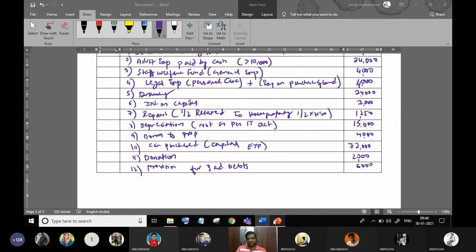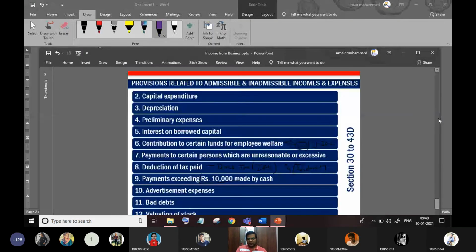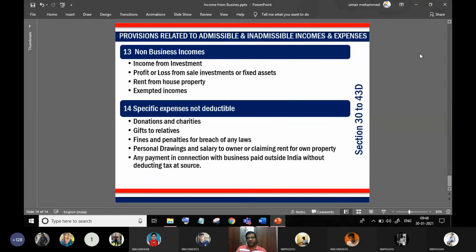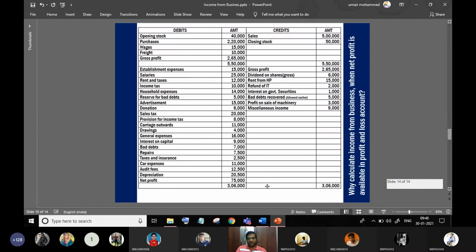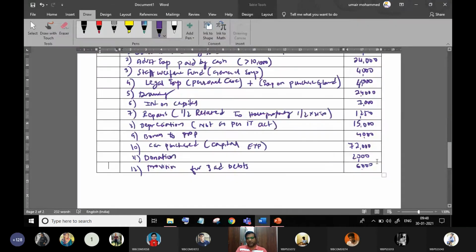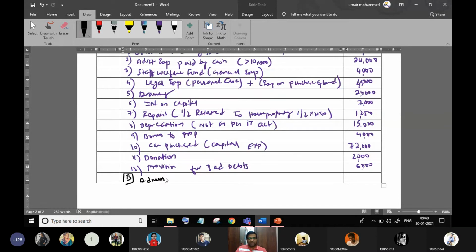Okay, so let's quickly look at the format. We are done with item number A. Now we have to go to item number B, which is admissible incomes. Allowed, but the assessee has forgotten to record it. Allowed but not recorded. Here it is. Admissible incomes. Allowed but not recorded. So when we say admissible expense, allowed but not recorded, where should we locate this? Because it says allowed but not recorded. Where it is not recorded? In the profit and loss account. So we should look at the adjustments.